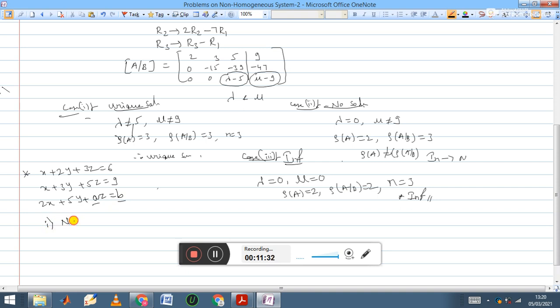Here in this case you need to discuss three cases. First case is no solution. Second case, unique solution. And your third case, infinite number of solutions. So like the previous problem, try to solve this problem and discuss for what values of a and b your system is giving unique solution, infinite number of solutions, and no solution.